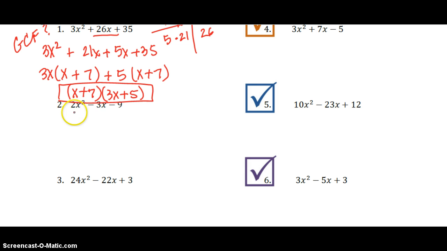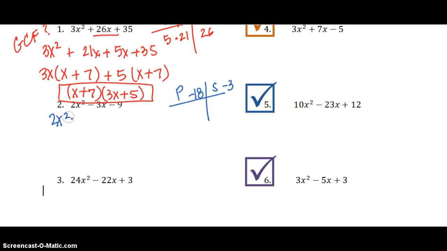Alright, number 2, is there a greatest common factor between 2, 3, and 9? I'm afraid there's not. So my product is going to be 2 times 9. It's negative, so it's going to actually be negative 18. My sum needs to be negative 3. So we're going to have opposite signs this time.